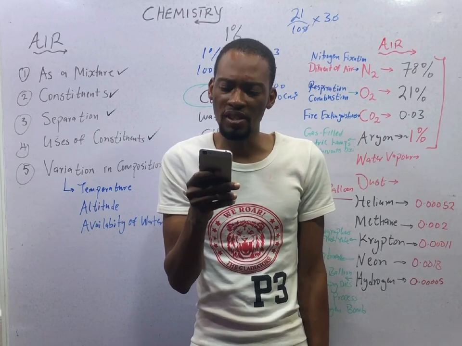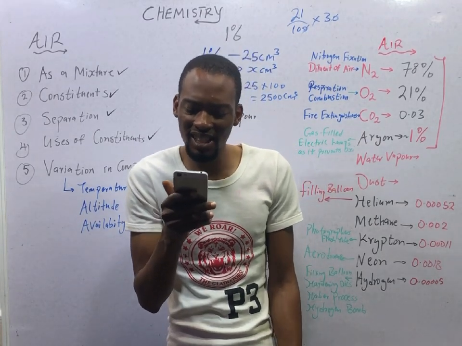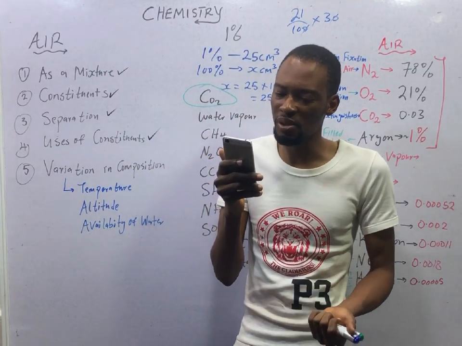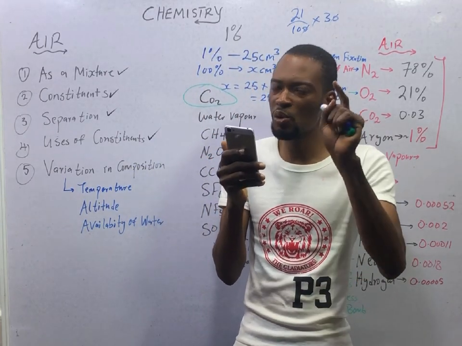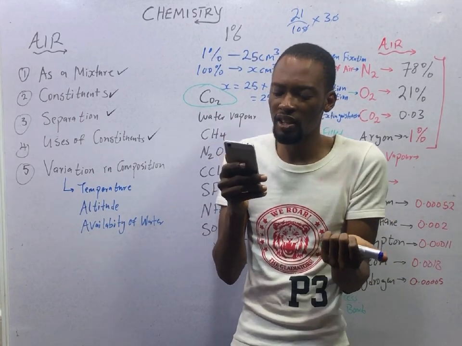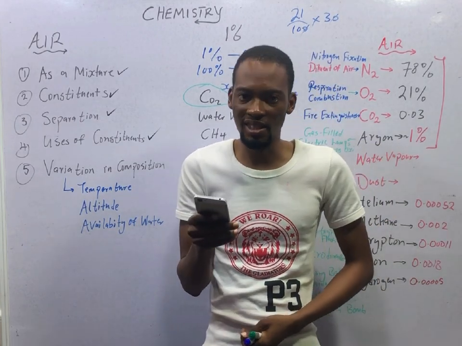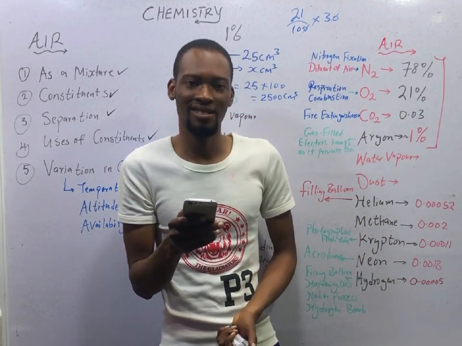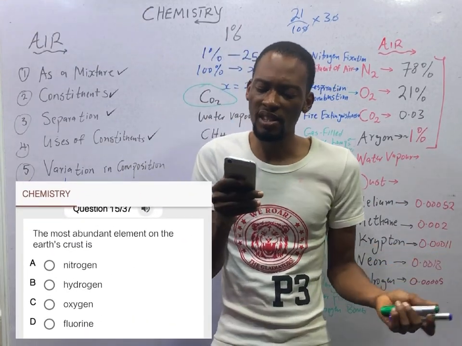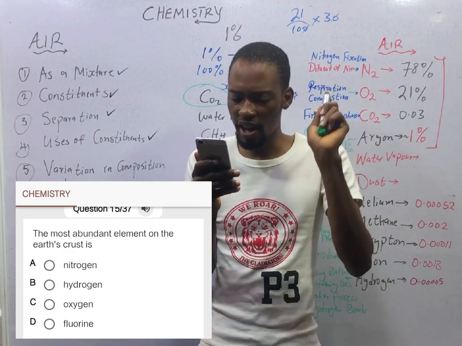And a likely consequence of using fuels with higher sulfur content is acid rain. When fuel with sulfur content is burned, it produces SO2, sulfur(IV) oxide, which combines with rainwater to form tetraoxosulfate(IV) and tetraoxosulfate(VI) acids, hence acid rain. The most abundant element in the Earth's crust is oxygen. Oxygen is the most abundant element on Earth.